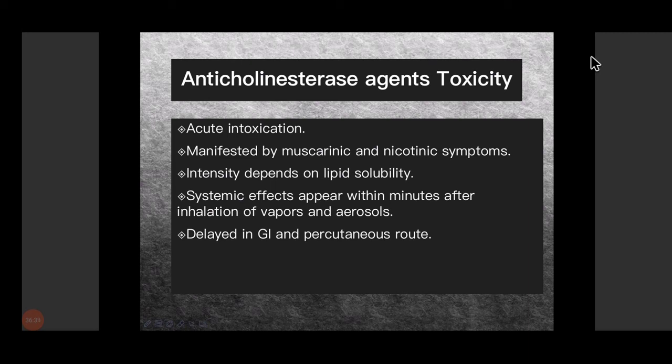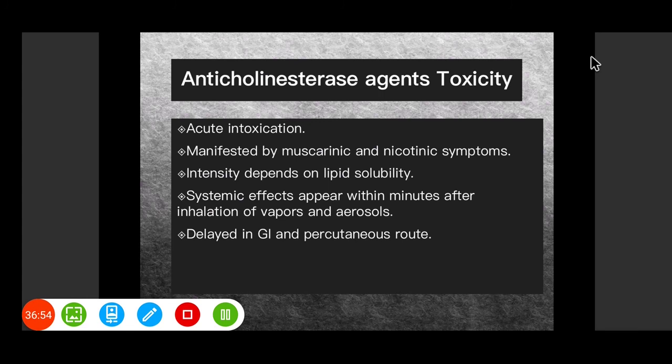Systemic effects appear within minutes after inhalation of vapors or aerosols. They can be delayed if they are taken by gastrointestinal or percutaneous route. The faster the route of administration, like vapors or aerosol, and the greater the lipid solubility, the more rapidly poisoning develops. If they're taken by percutaneous route or by GI route, the development of toxicity will be a little slower.